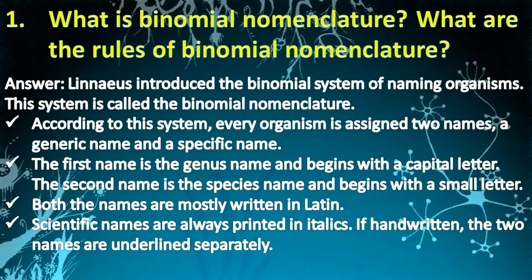and begins with a capital letter. The second name is the species name and begins with a small letter. Both the names are mostly written in Latin. Scientific names are always printed in italics. If handwritten, the two names are underlined separately.